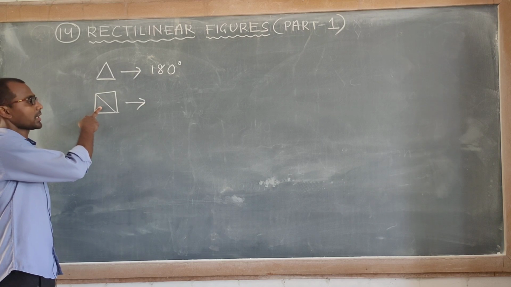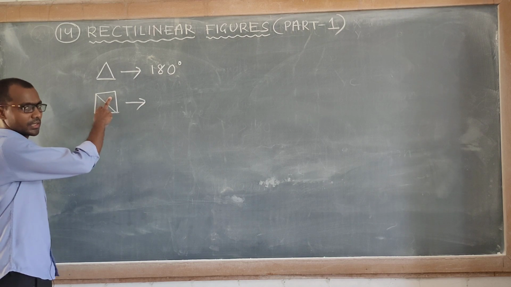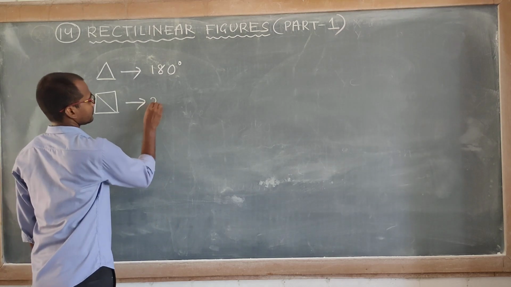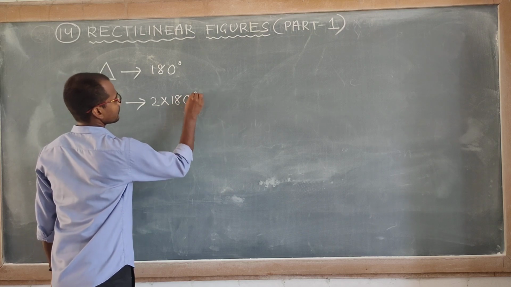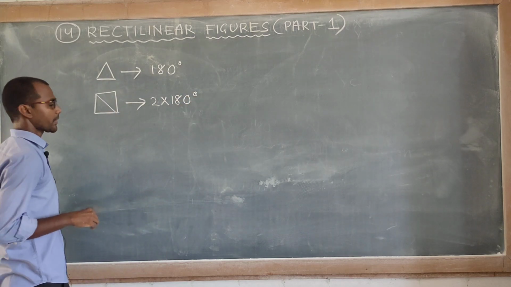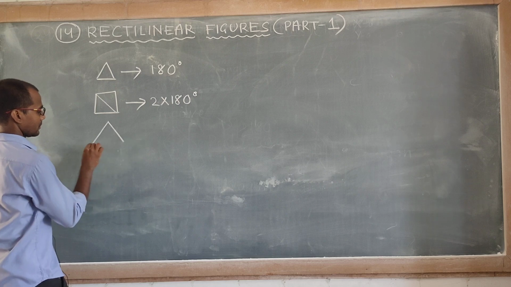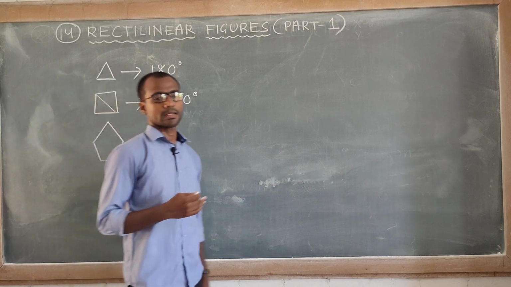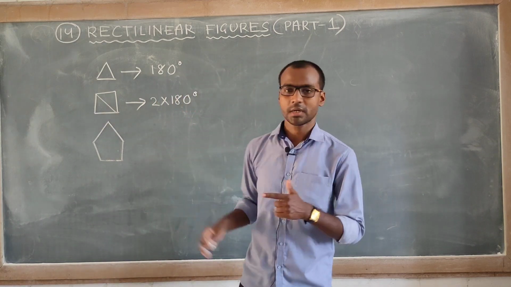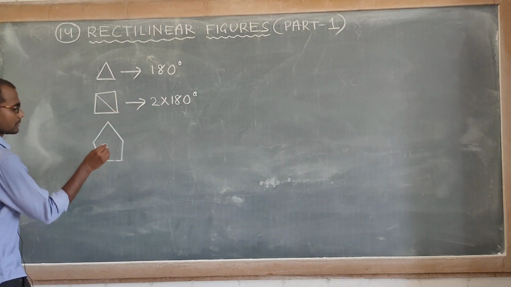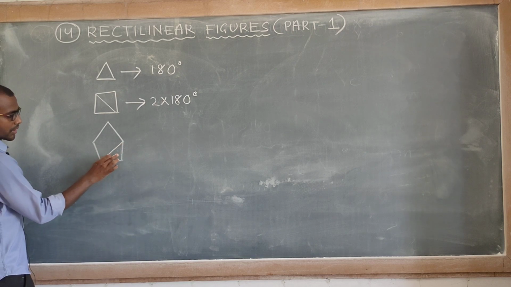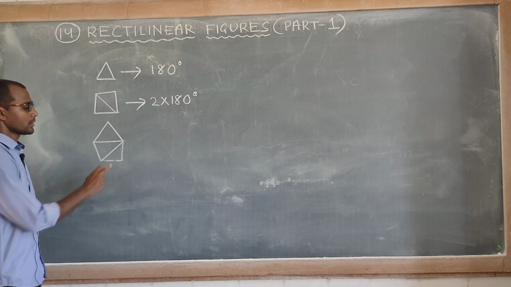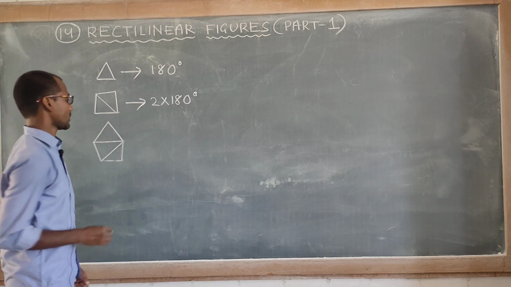Sum of angles of this triangle is 180 degree. Sum of angles of this triangle is also 180 degree. So 180 plus 180 is 2 into 180. Now let us take a pentagon. Let us see how many separate triangles we can get from a pentagon. 1, 2 and 3. 3 separate triangles. So 180, 180, 180, 3 into 180.